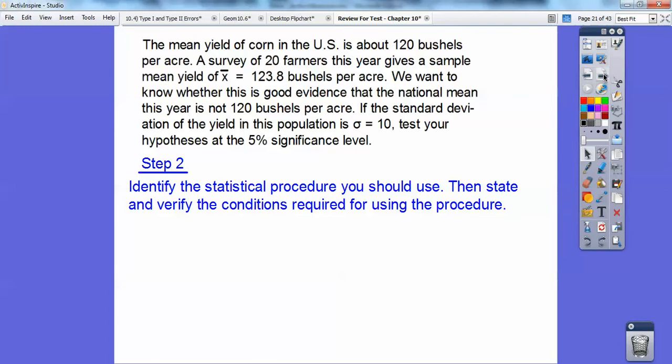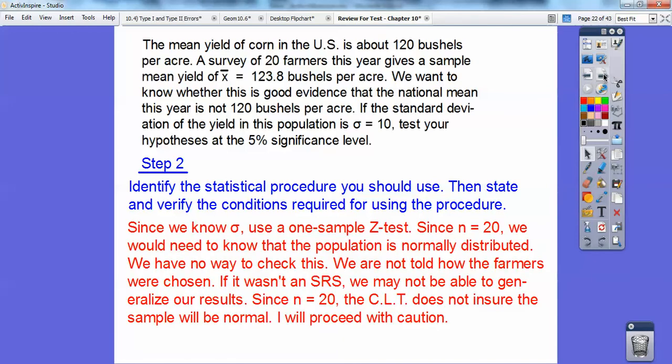So step two, identify the statistical procedure that you're going to use, and then state and verify the conditions required for using this procedure. So far all we know how to do is the z-test, the one sample z-test. In the next chapter we're going to do the t-test, and it depends on if you know the standard deviation or not. Since we know the standard deviation is 10, which is pretty unrealistic, since most of the time we won't know that, but now that we do, we use a one sample z-test.